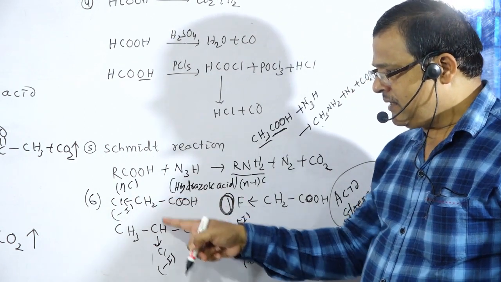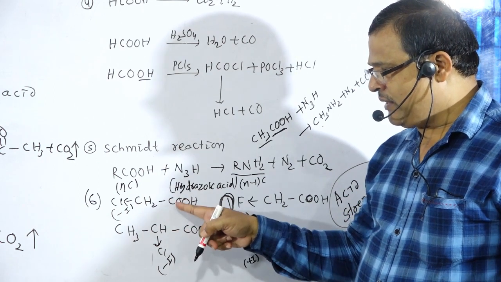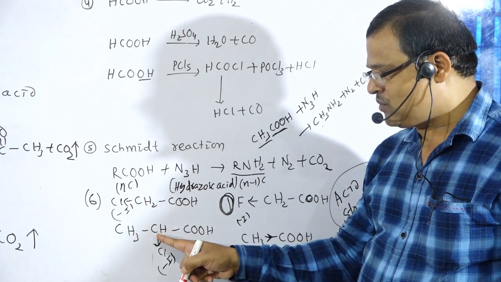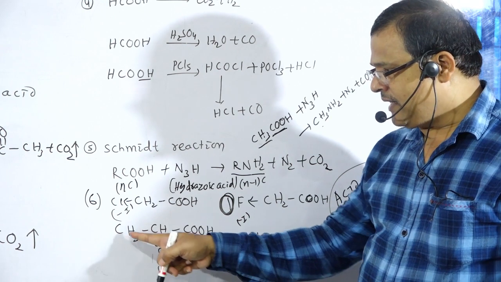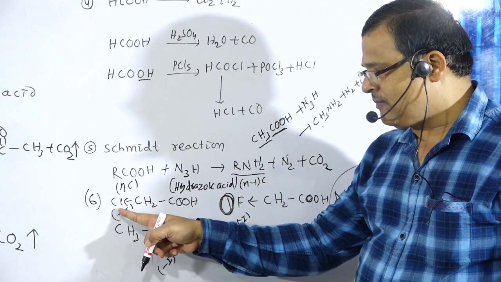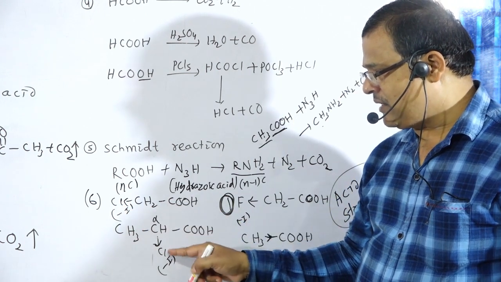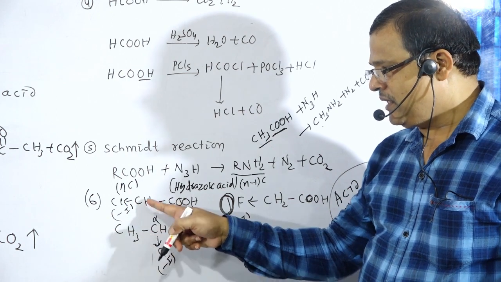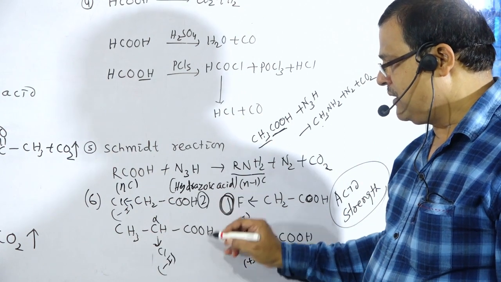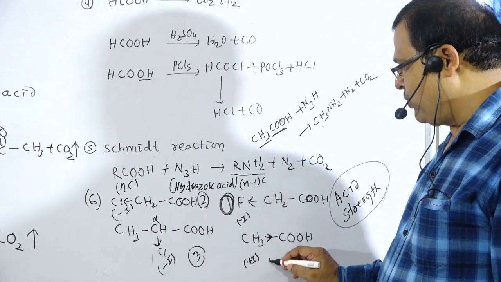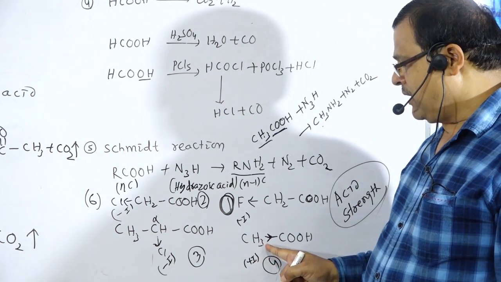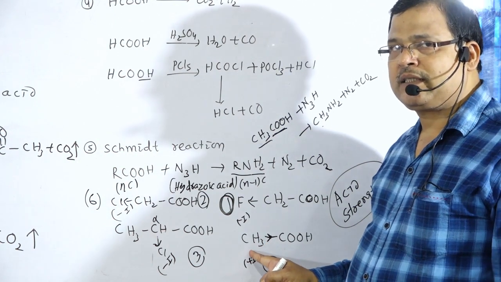Then we have to compare the acidic behavior of these 2. In one, a minus I group is attached to the alpha position, and there is no plus I group, only a minus I group. In the other, the alpha position contains a minus I group as well as a plus I group. If we compare the acidic nature of these 2, this will be more acidic, second, and this will be third, and this will be fourth, the last. Why will this be the least acidic? Because of the presence of that CH3 group.